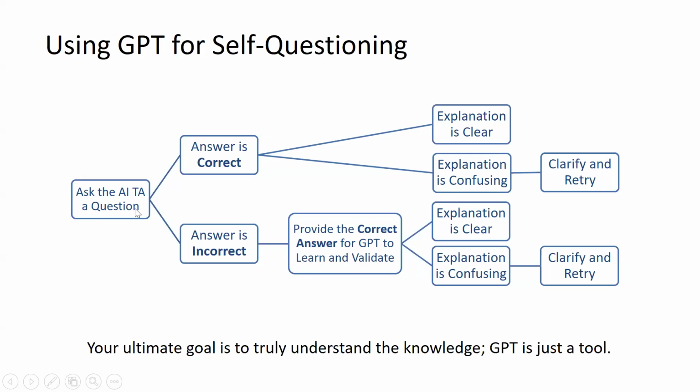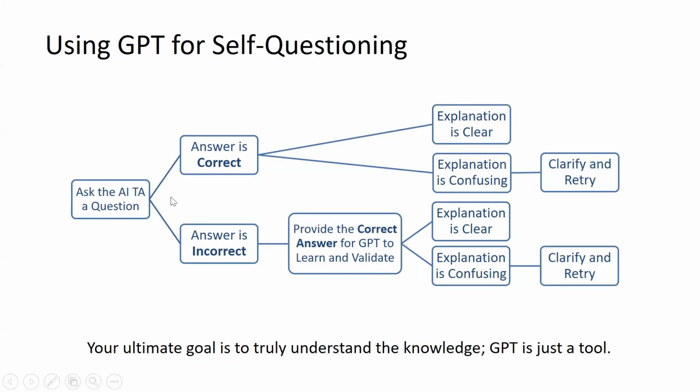So let me repeat it one more time. Students will give a question to GPT. If GPT is correct, students will learn the explanation. If the explanation is confusing, the students will ask GPT, please explain your explanation to me. By doing this multiple times, students will understand the exercise.